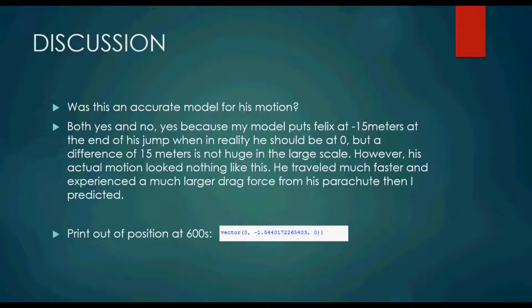However, his actual motion looked nothing like this. He would have traveled much faster and experienced a much larger drag force from his parachute than I predicted. This model was pretty inaccurate. And here's a printout of his position at 600 seconds.